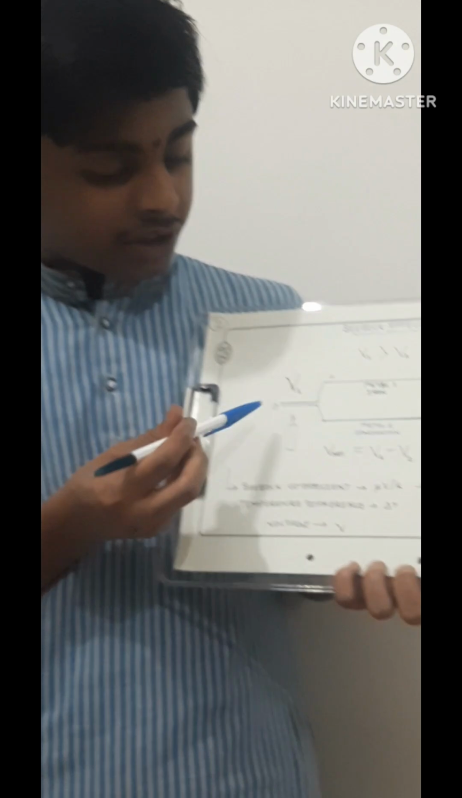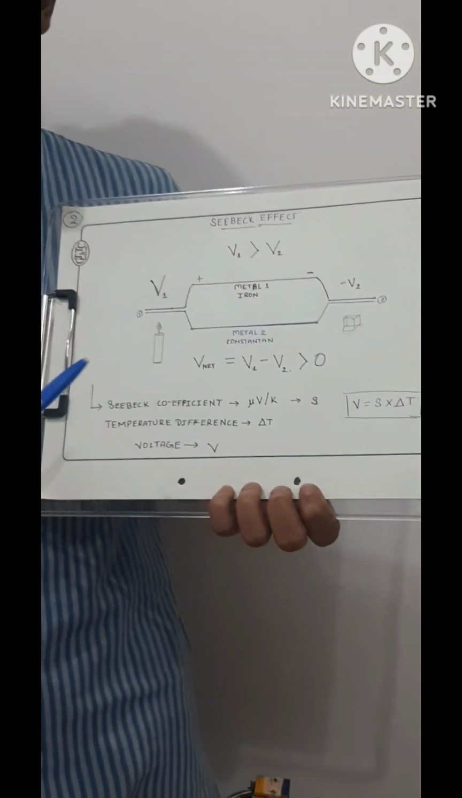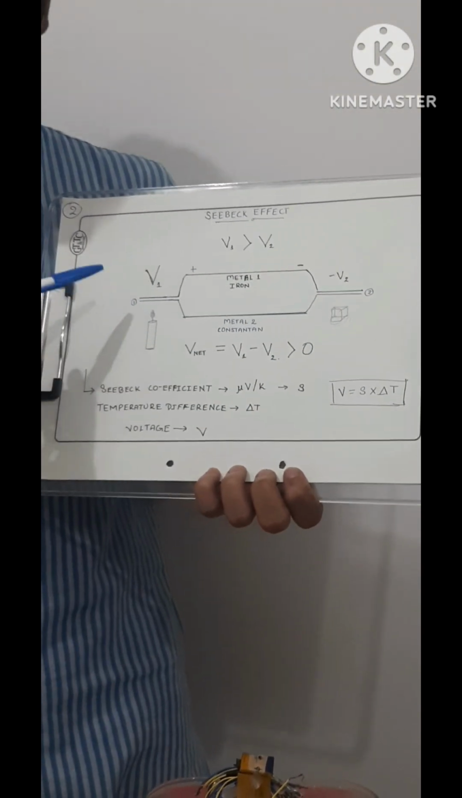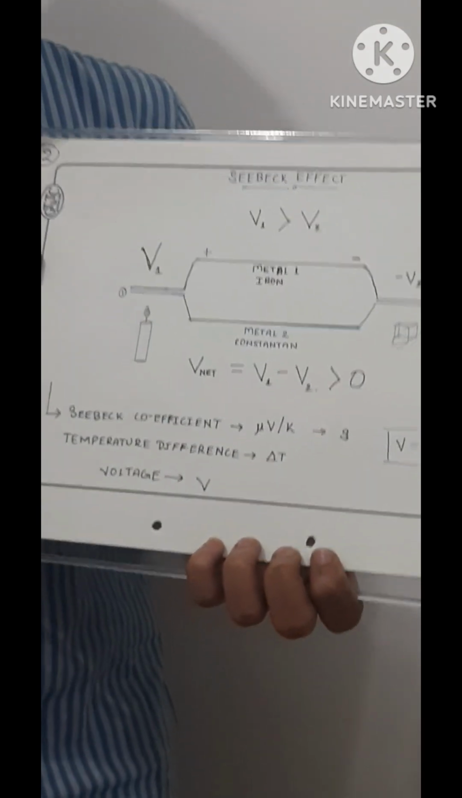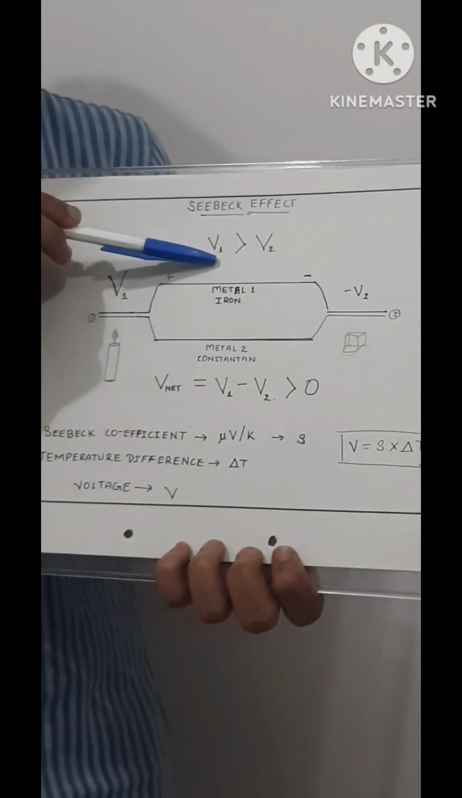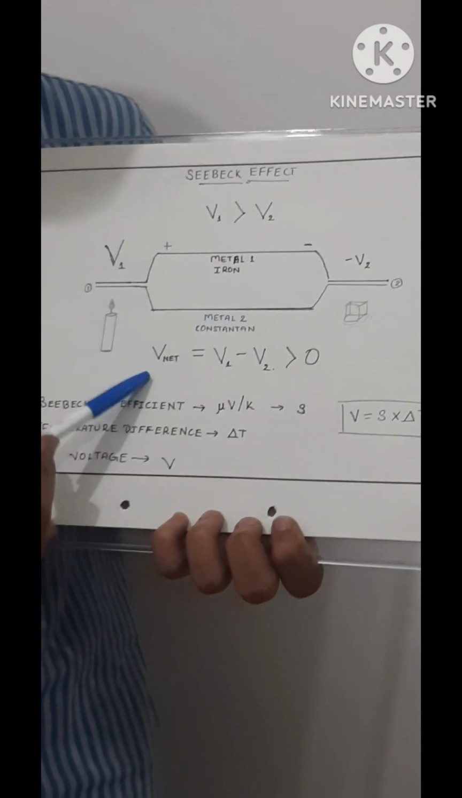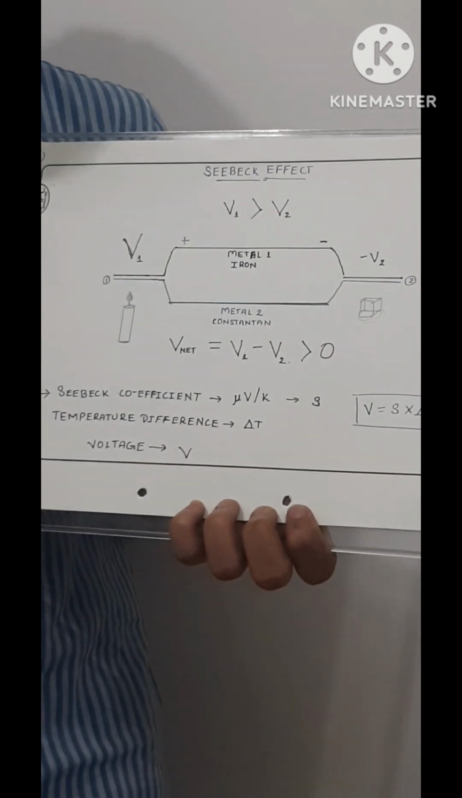Here we have a diagram of this thermocouple. One junction is heated while the other is cooled. Because of the heating, electrons at junction 1 gain more energy and tend to move towards junction 2, thus producing a larger voltage V1 than V2. Because of the net voltage, the electricity is produced.